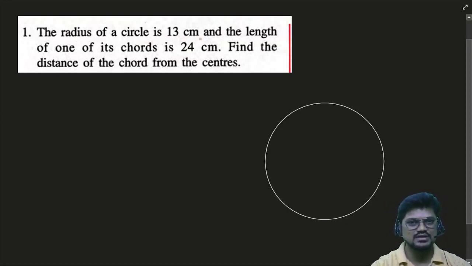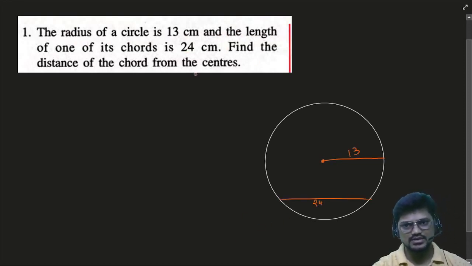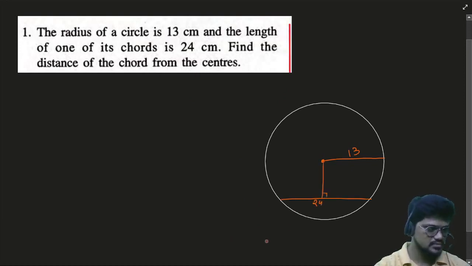The radius of a circle is 13 centimeter. The radius of the circle is 13 and the length of one of its chord is 24 centimeter. Find the distance of the chord from the center. So they are asking what is the distance of this chord from the center. So that will be perpendicular. And if I draw a line over here, this will be 13. And since it's a perpendicular, so this is 24, this will be 12. And this is 12 and 13. By using Pythagoras triplet, I can say this is 5.